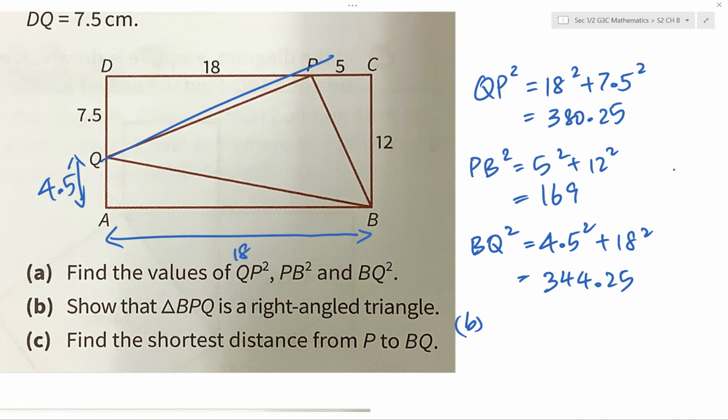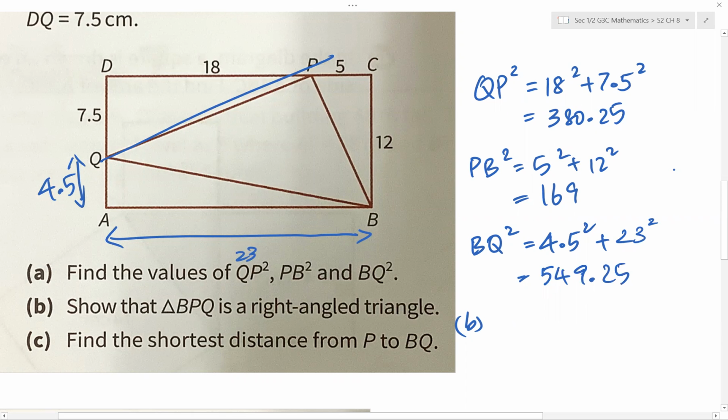Oh, sorry. This is not 18. AB is actually 23. Thank you. I never see properly. So 4.5 square plus 23 square. Okay. 549.25. Now is it okay?